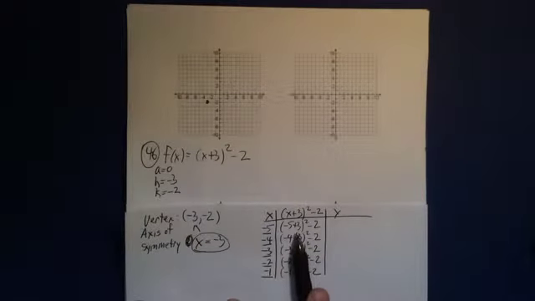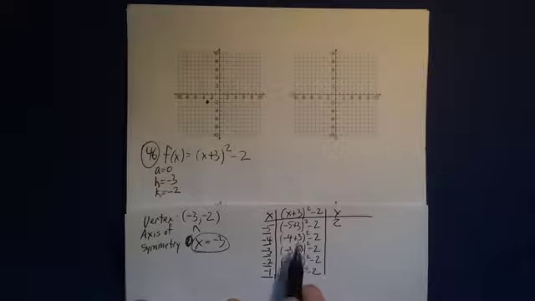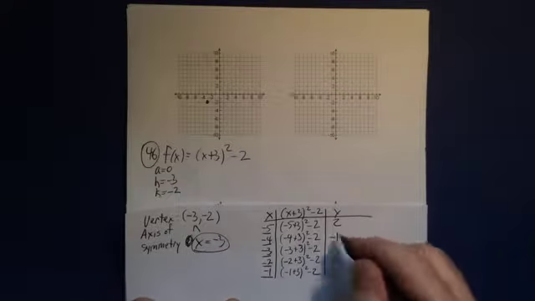Negative 5 plus 3, that's going to be negative 2 squared. Negative 2 squared is 4. That'll be 4 minus 2 is 2. This is going to be negative 1. Negative 1 squared is 1. 1 minus 2 is negative 1.